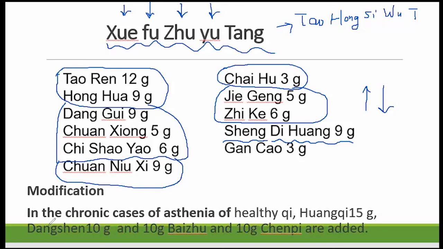So we still can modify from there. For people with long-term qi deficiency, adding huang qi, dang shen is totally fine. And bai zhu for the middle jiao, totally fine. Chen pi, san qi. So that's basically for these illnesses.